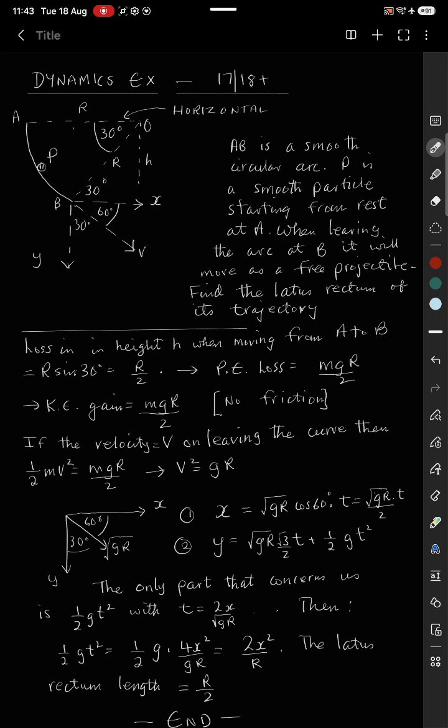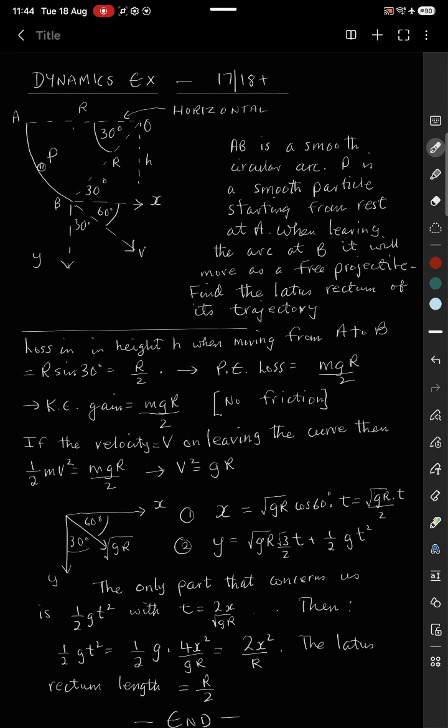So half mv squared, that will be the final velocity before leaving the curve, half mv squared will equal mgr over 2. And so v squared is gr, and v will be the square root of gr. So that's the initial velocity of the particle when it leaves the curve.